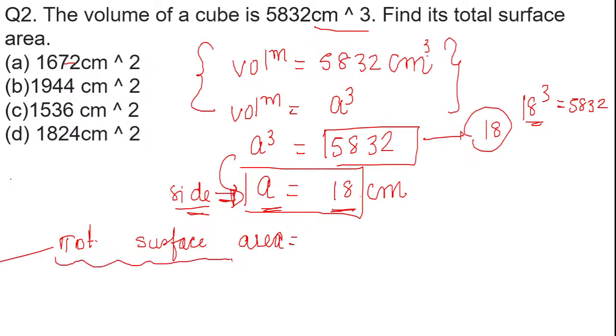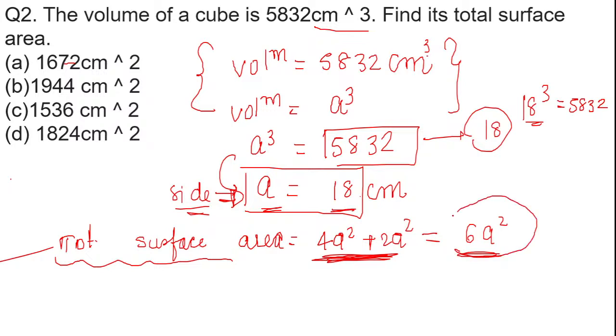As I have mentioned before, in the basics of the cube, I have told you what is the total surface area of the cube. The total surface area was 4a square plus 2a square, that is equal to 6a square. Don't write this actually, I'm just writing it to make you understand. You don't have to just memorize the formulas, you simply have to understand them. So here 6a square is the total surface area of the cube. Putting this particular value of the side in this formula, we can get the total surface area.